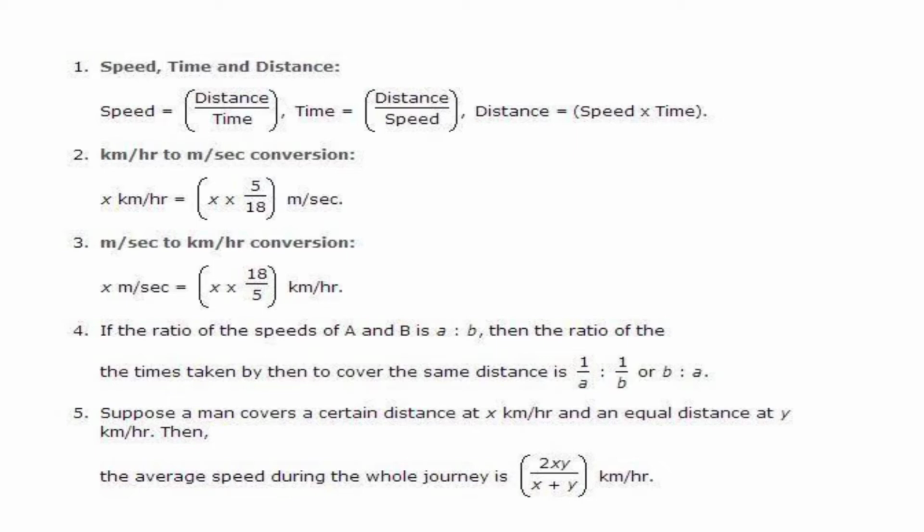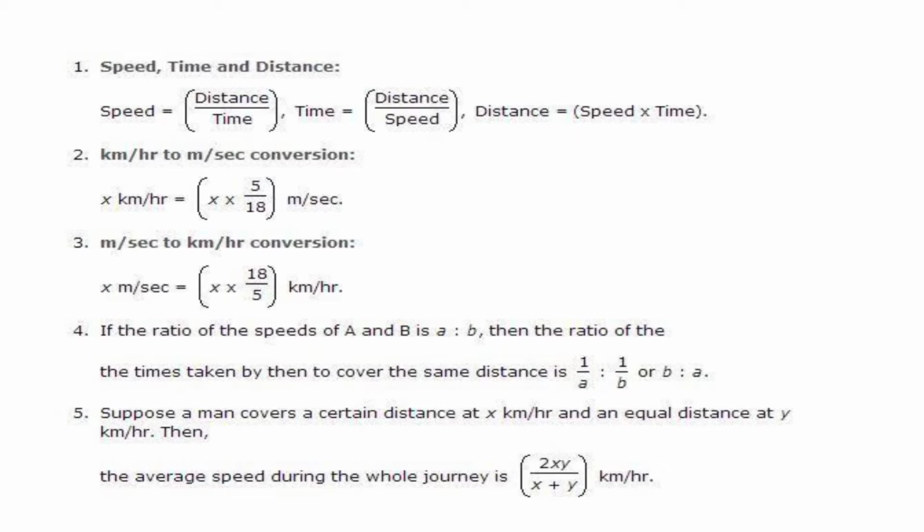Now if the ratio of the speeds is A is to B, then the ratio of the time taken will be the reciprocal, that is 1 by A is to 1 by B. Okay, so it gives you B is to A. And the next equation is average speed, that we'll discuss.